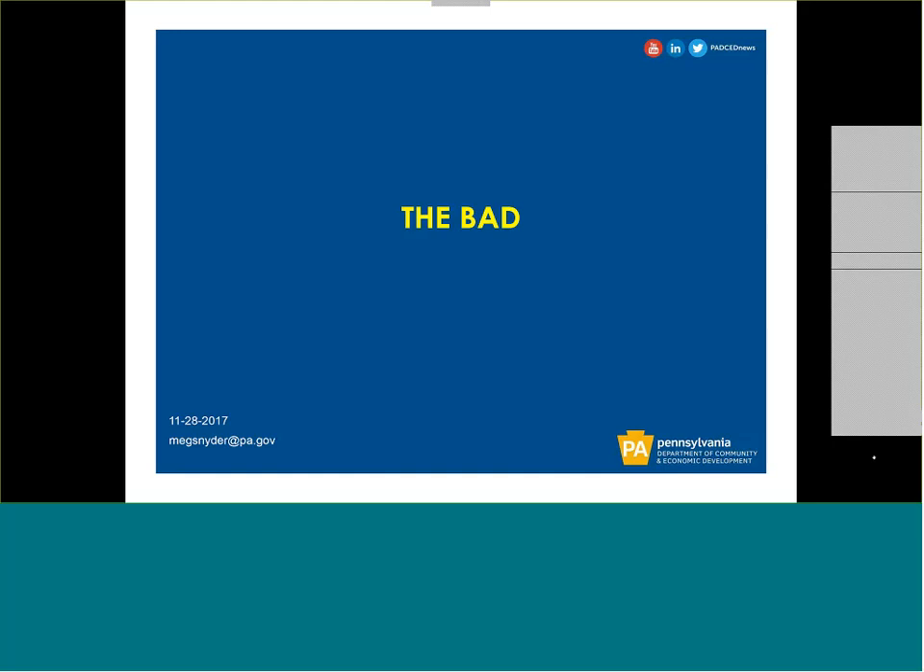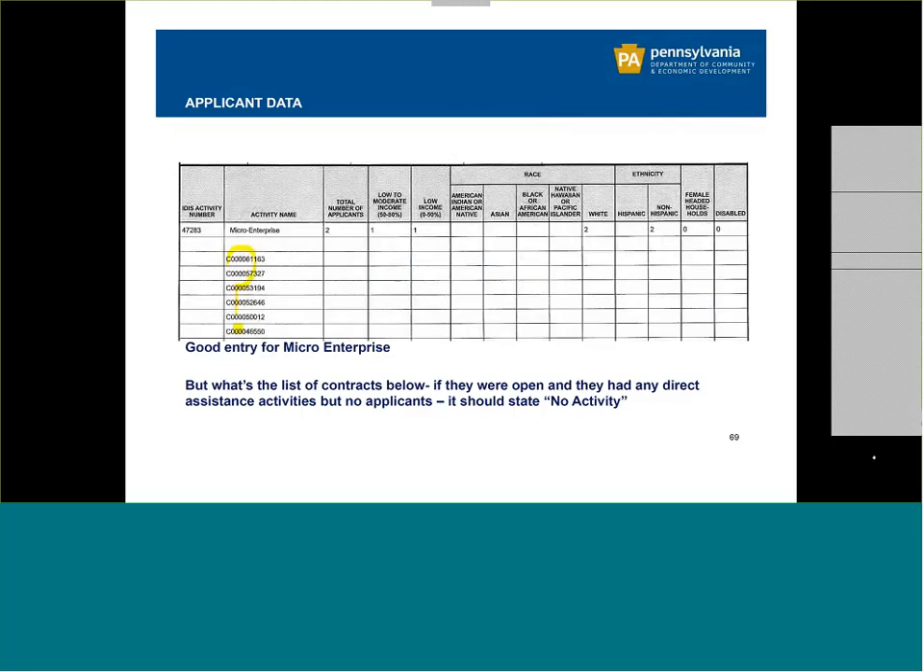Okay, the bad. Did great for the microenterprise, and then I got a listing of a bunch of contracts. I don't know what that means. Were all those contracts all under the microenterprise? Were they ones that had direct assistance but had no activity? Not really sure. So please be careful that you don't add extra things that might confuse us.